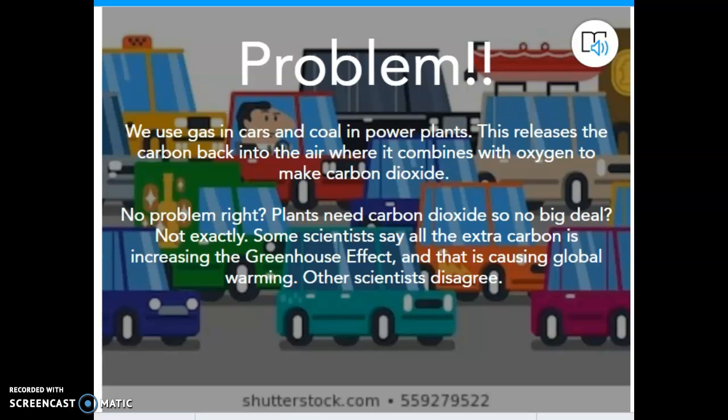Well, what happens with this extra carbon? I've already told you that in the upper layers of the atmosphere, there are molecules of things that trap the heat from the sun. Some scientists would say that this extra carbon is causing the greenhouse effect to be even stronger, which would be what we would consider global warming. Some scientists disagree with that. We're not going to get into the agreeing or disagreeing of that right now. We just know that it happens when we burn oil and when we burn coal.